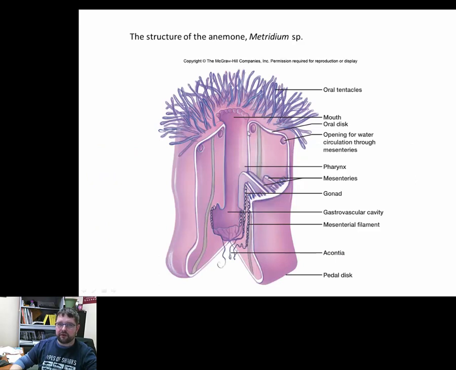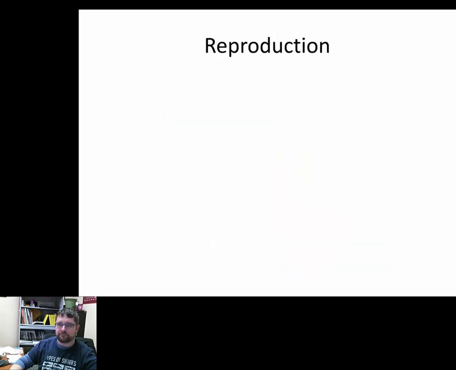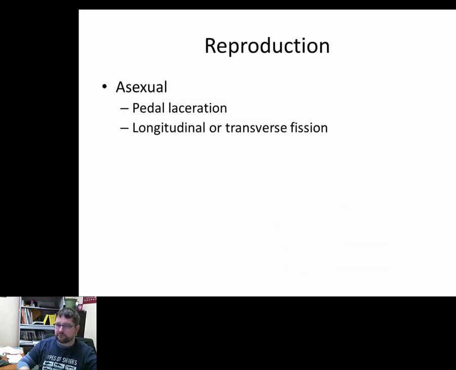Again, we examined Metridium, okay, that genus in lab, so you should be familiar with a lot of these species: the oral tentacles, the mouth, the pharynx, the gonads, the acontia, the pedal disc. A lot of these are very familiar, and we already talked about them in lab, or you're going to revisit them in lab, okay, and dissect these organisms to see this.